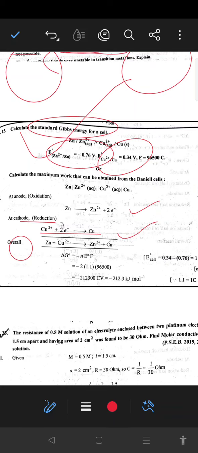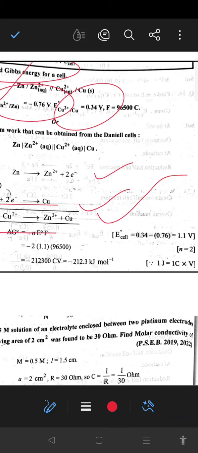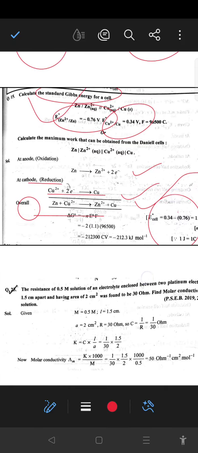Then we will write the overall cell reaction. And as we know, E cell can be calculated as E cathode minus E anode. The values are given, so we will put them in. The n value we know, and the cell reaction is now available. So by applying the formula, delta G naught equals minus nF E naught cell. We will put in all the values and easily solve it.